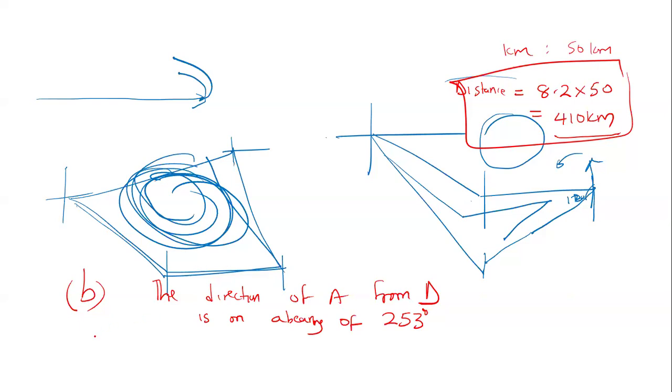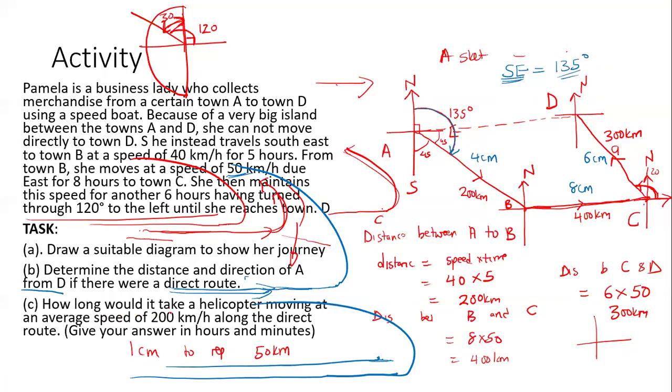Okay, Francis. Then the next part, how long would it take a helicopter? Teacher, on part B, they asked for the direction of A from D. So now you hear from D. So shouldn't your arrow on the actual diagram be facing towards A from D?